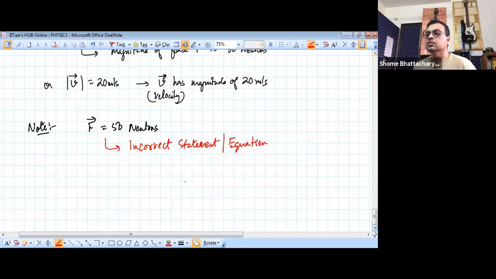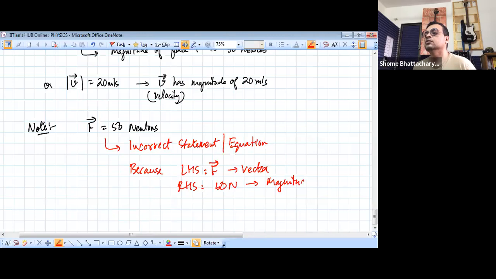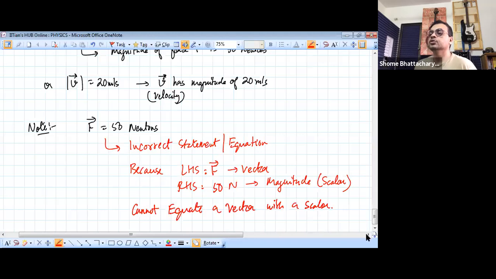Why? Because on the left hand side F is a vector quantity, and on the right hand side 50 newtons is a magnitude only. So magnitude is scalar. So we cannot equate a vector with a scalar. So that's why that statement is wrong. So we should modify the statement.